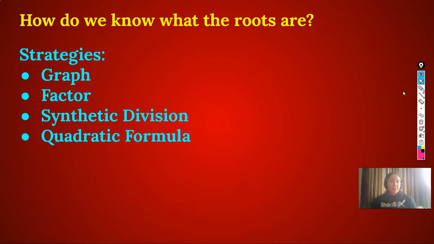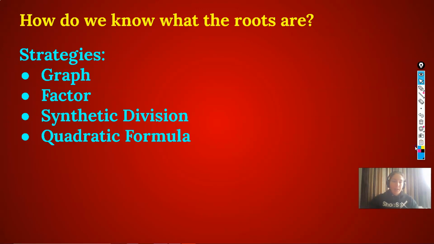So we've talked so far about just the nature of the roots, but more specifically now I'm like, okay, great. Well, I know I have 2 real, I know I have 2 complex, but what are they, right? So there are some strategies that we can use, and in this video we're going to use a combination of graphing, factoring, synthetic division, and the quadratic formula.